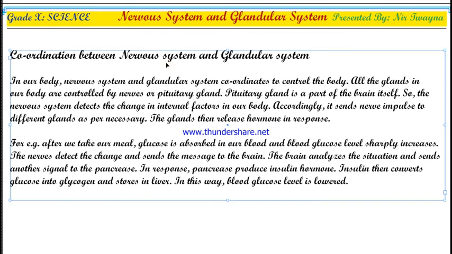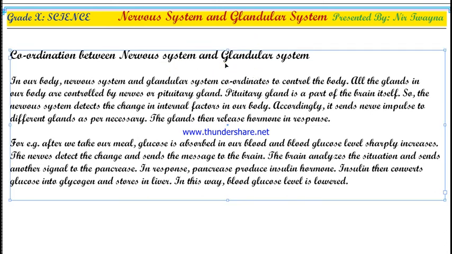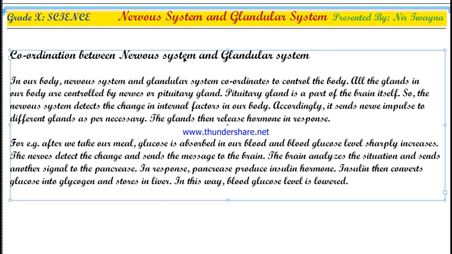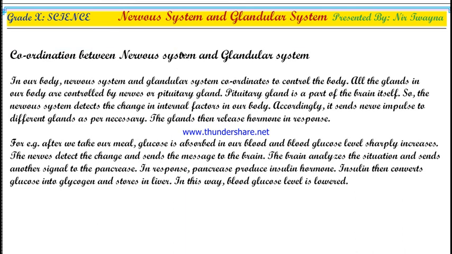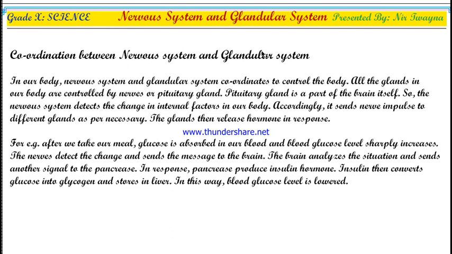Now the nervous system does not function alone, and the glandular system also does not function alone. They are always coordinated. The glandular system cannot detect the changes in the environment. That is done by the nervous system. The nervous system detects the changes in the environment and then gives orders to the glandular system to function accordingly. Only then will the glandular system produce hormones, and the hormones will change the pathway of metabolism in our body. Like that, they always work in coordination.